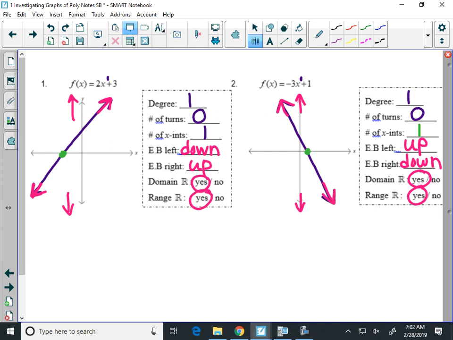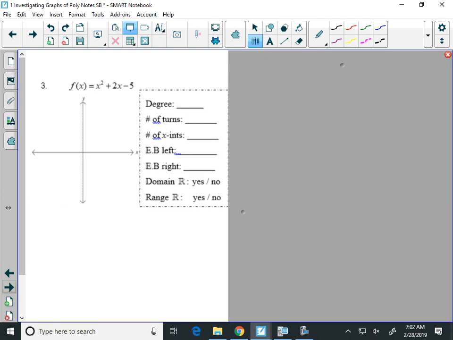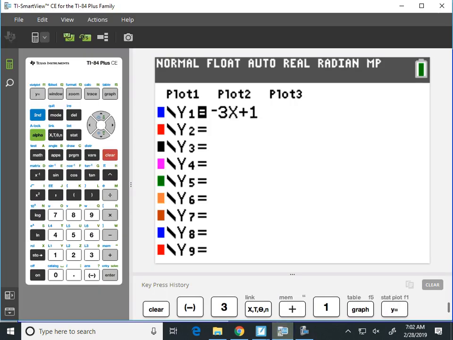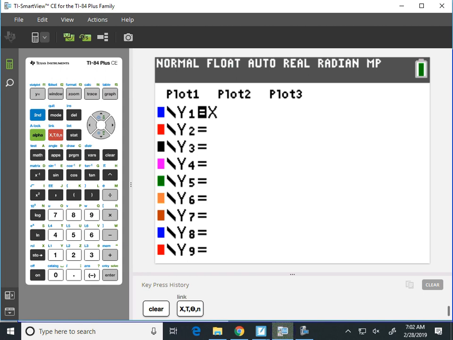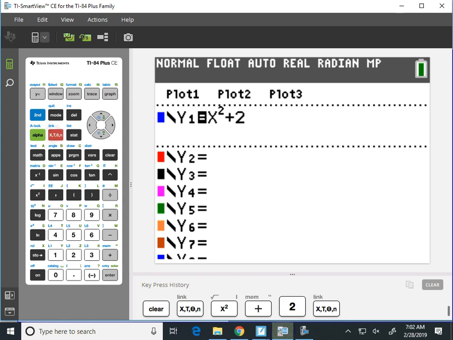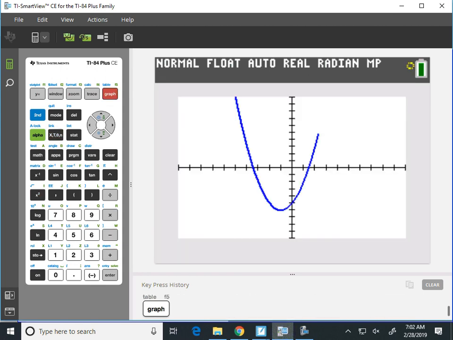All right, on to number 3 and 4. 3, I have x squared plus 2x minus 5. We'll start by sketching our picture here. Okay, so x squared. And when we hit graph, we see a parabola. So take a minute. I want you to sketch that parabola onto your paper. You can hit pause if you need to.